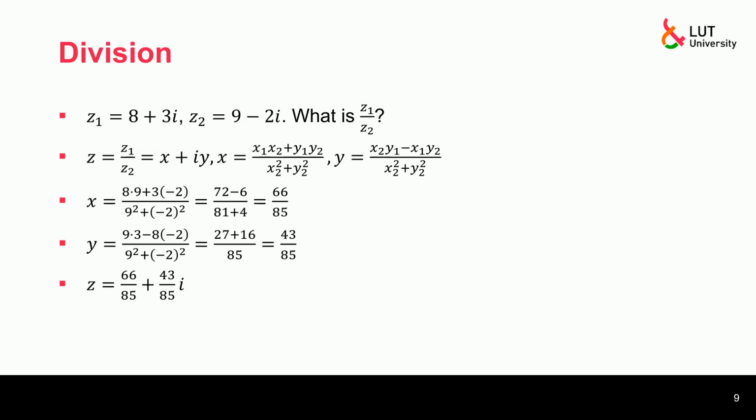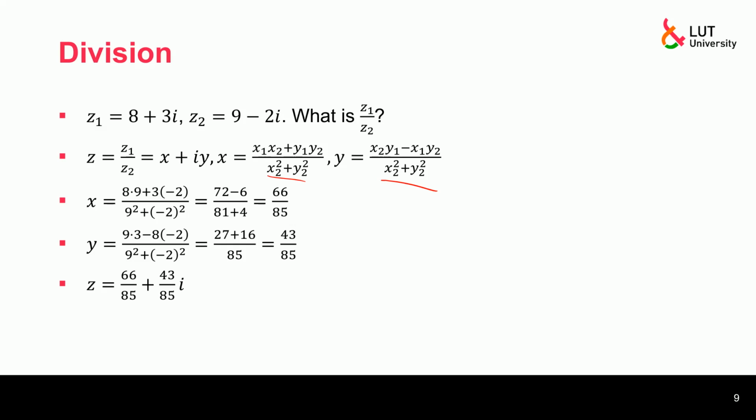Division. Same numbers again. What's the quotient? So we have these formulas. The denominator of the quotient will be the same in both. That comes solely from the divisor, which of course makes sense because that's kind of what division is. And then x1 x2 plus y1 y2, like that. 72 minus 6 is 66, and the imaginary part x2 y1 minus x1 y2 is 43, so we get that.